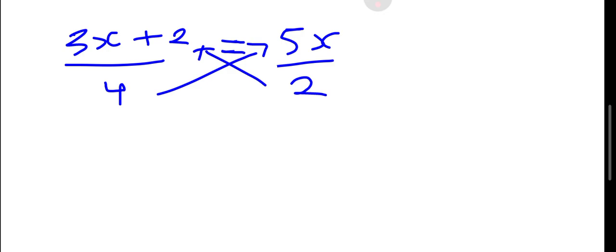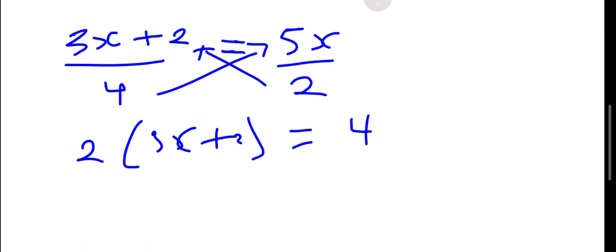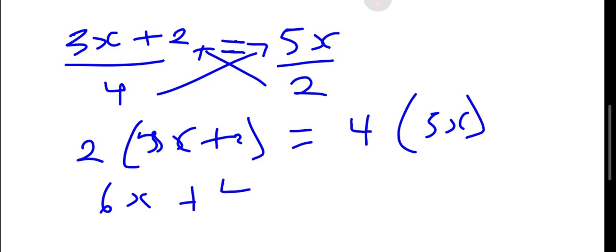So in cross multiplication, you multiply like cross. So you're going to have 2 multiplying everything here. So 3x plus 2. And now you bring your equal to. And we have 4 multiplying 5x. So you can expand this bracket. So 2 times 3x will give us 6x. 2 times 2 is what? 4. 4 times 5x will give us 20x.